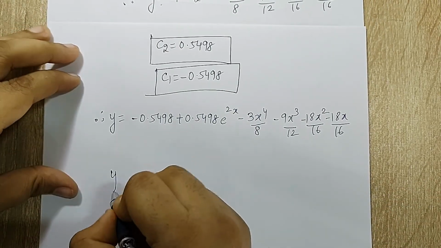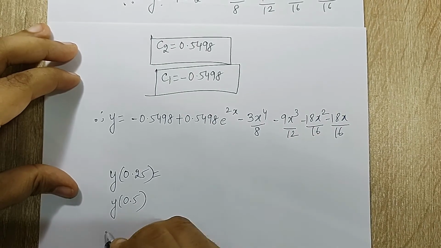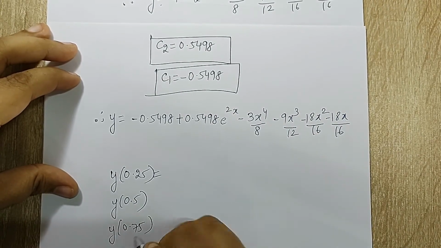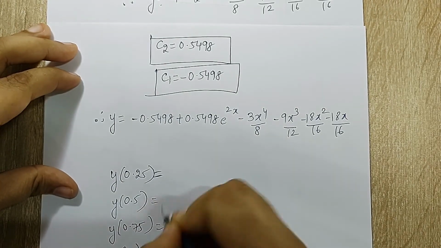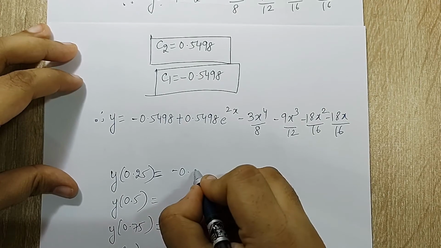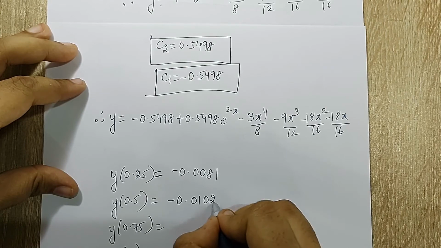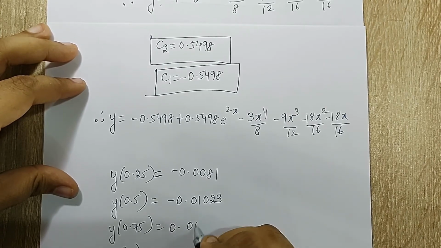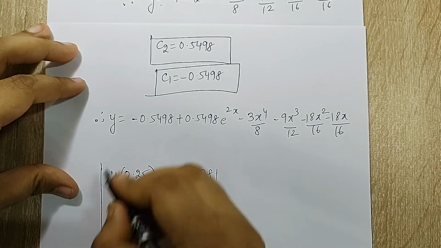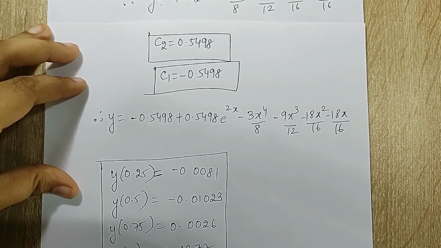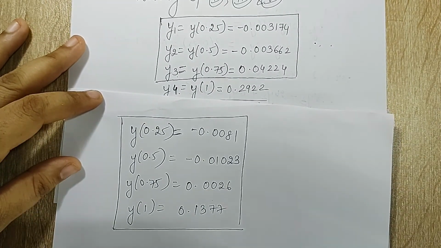Now I'll find the value of y at 0.25, y at 0.5, y at 0.75 and y at 1. I get these values as minus 0.0081, minus 0.01023, 0.0026 and 0.1377. So these are the values now by exact method. So you can clearly see the values which I have obtained by FDM and by exact solution.